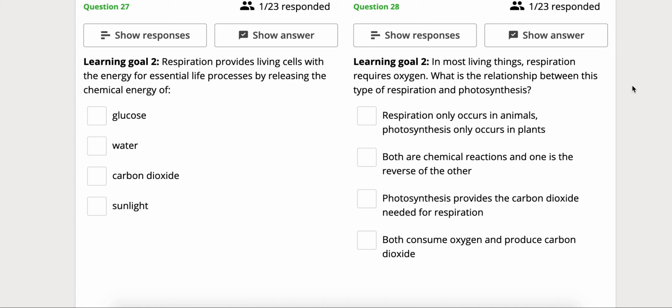With question 28, in most living things, respiration requires oxygen. What is the relationship between this type of respiration and photosynthesis? Now, looking at your 4 options and scrolling up if you need to revise respiration and photosynthesis, there is an answer here that summarizes the relationship very nicely. And you would go ahead and select the most appropriate answer or answers.